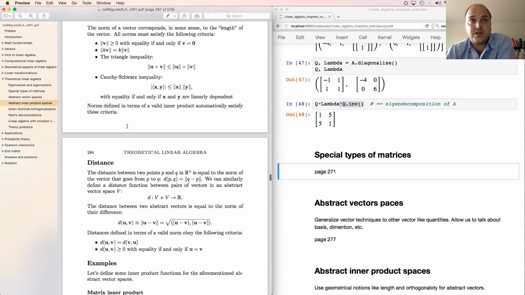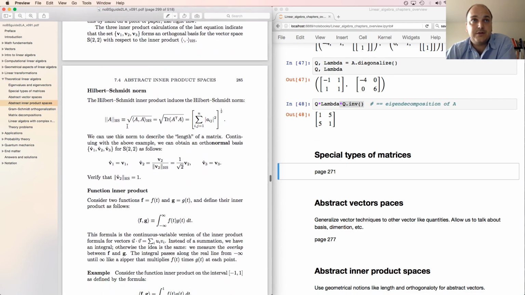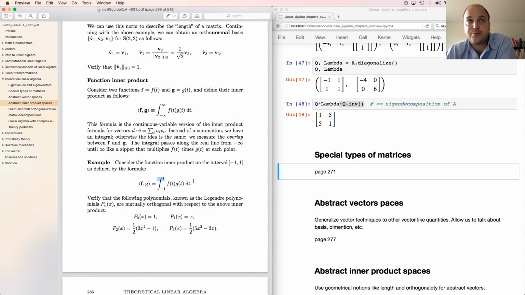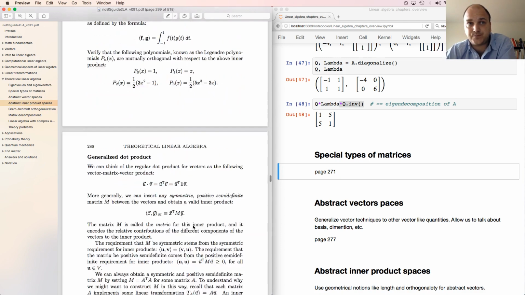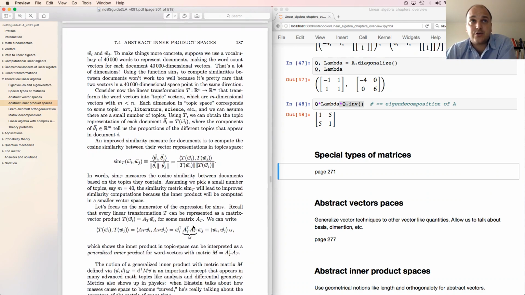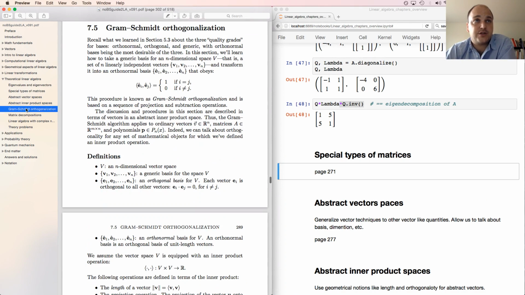Let's go back to the polynomials. For example, this would be an inner product for functions. So these polynomials form an orthonormal basis, which is really useful in physics, differential equations, and so on. So this kind of concludes everything I wanted to show. Oh, there is some more.